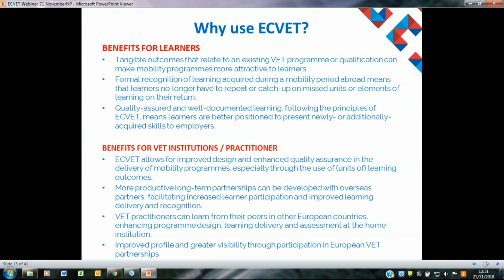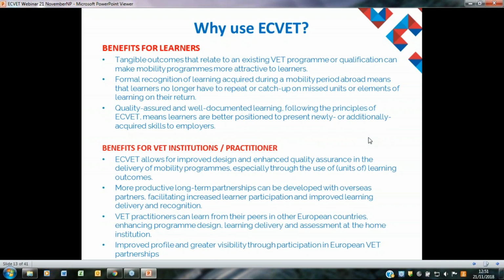And then finally, by using the documents that are well quality assured and have been in existence for some time, it means that learners are able to present their newly acquired knowledge to their employers better, using such tools as Europass certificates, for example.